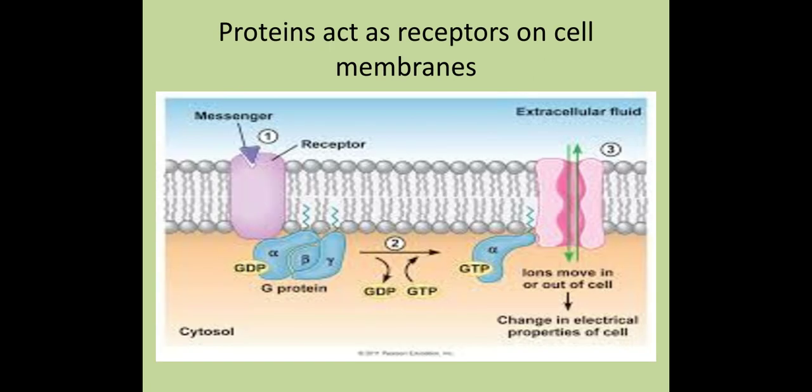Another important function of proteins is that they act as receptors on the cell membrane. Hormones, neurotransmitters and other signaling molecules bind to these receptors and convey signals to cells. In this way, protein plays a very important role in cell signaling.